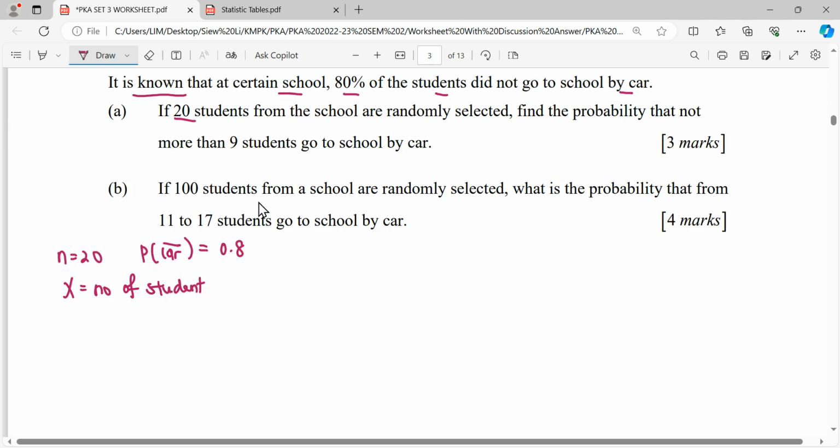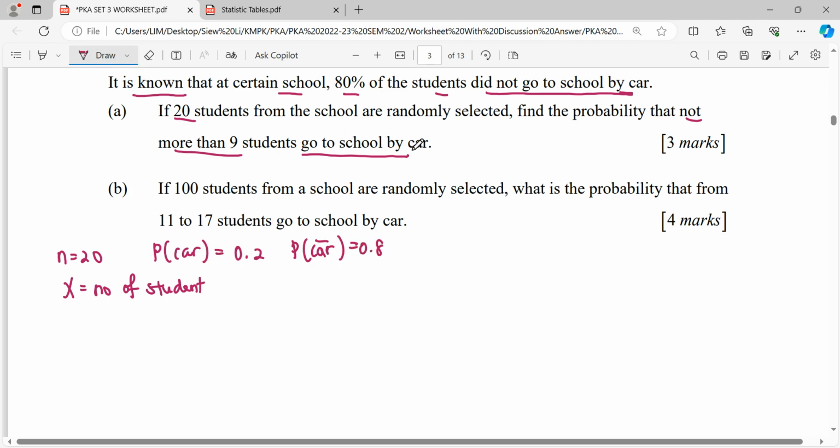So what's the question here? 20 students from the school are randomly selected. Find the probability that not more than 9 go to school by car. So given here, did not go to school by car, but here they ask us about going to school by car, which means the probability they want is the probability with car, 0.2. So not car is 0.8. Car will be 0.2.